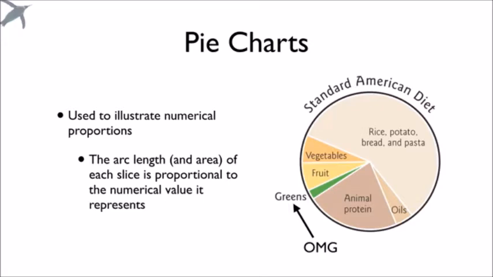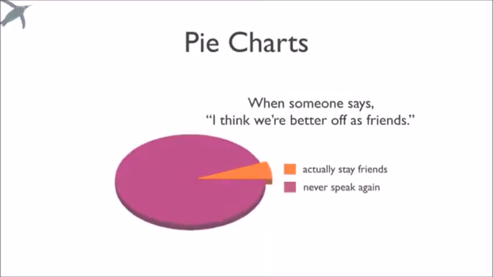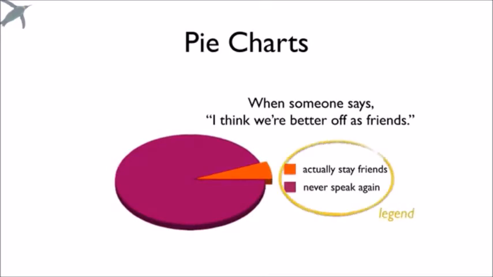These are pretty self-explanatory. Generally, what you're going to see in a pie chart is a simple legend which will explain what the colors represent, and that's pretty much it here.